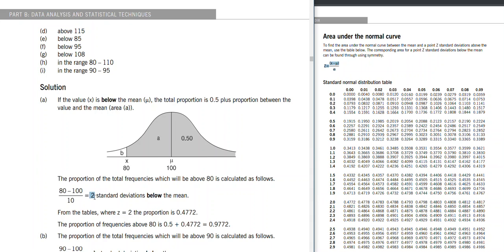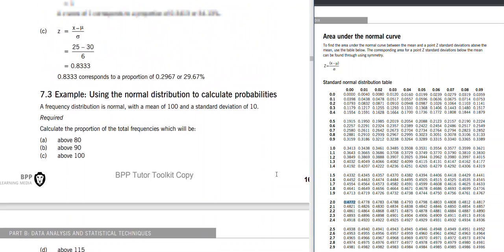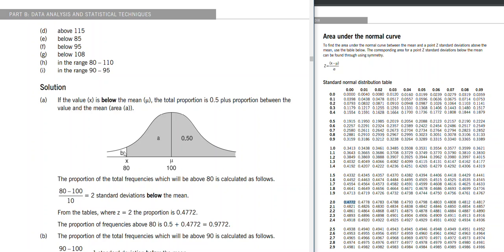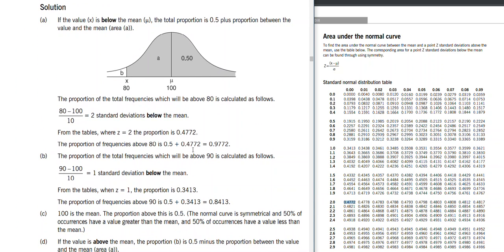So if z-score of 2, when we look at that in the standard distribution table, it is exact 2, we have 47%. Now if you look at the question here, it says calculate the proportion of total frequency which will be above 80. So if 80 is here, which is below the mean, this whole percentage becomes above 80. If we calculate from here to there, then it becomes 47%. But it doesn't say up to the mean, it says the whole thing. So 50% here and then 47% here.